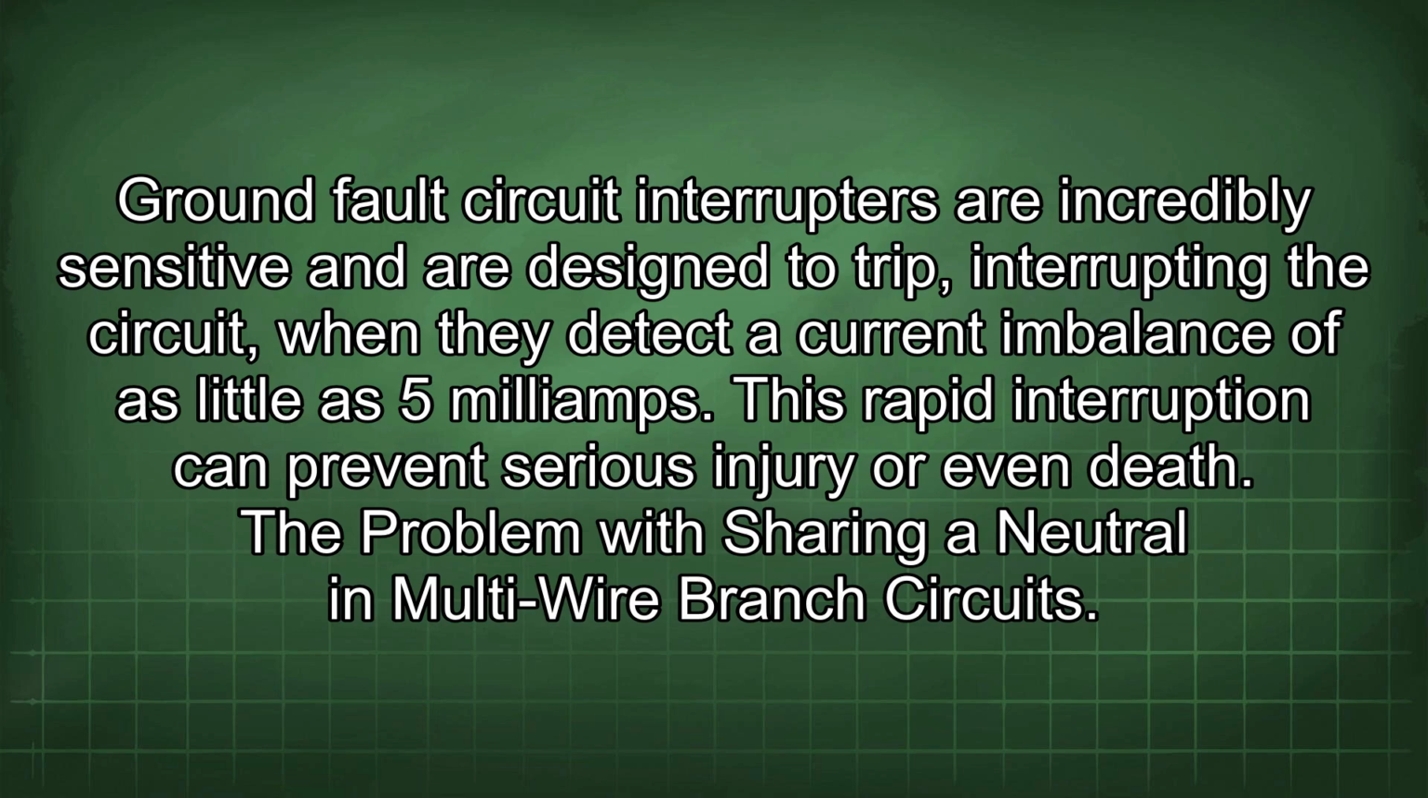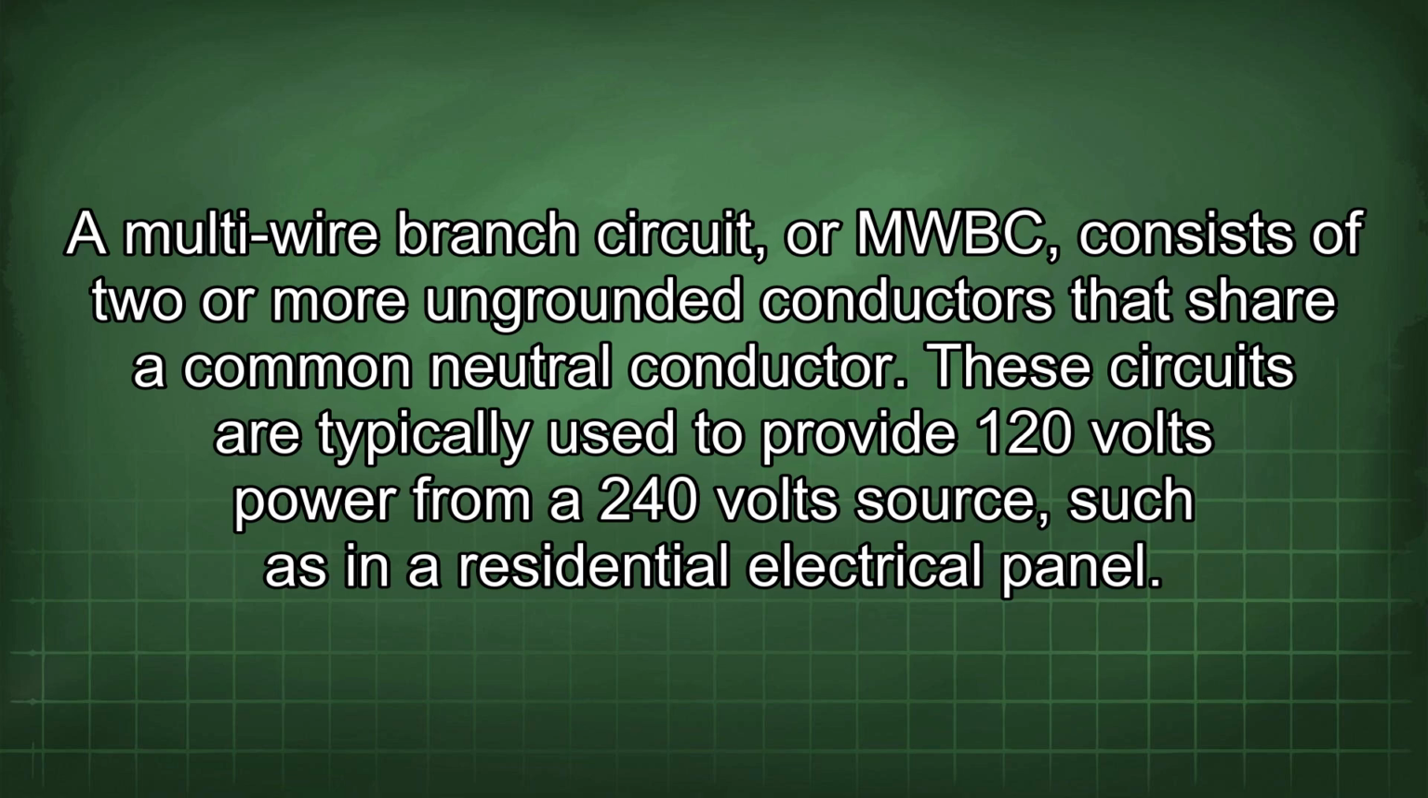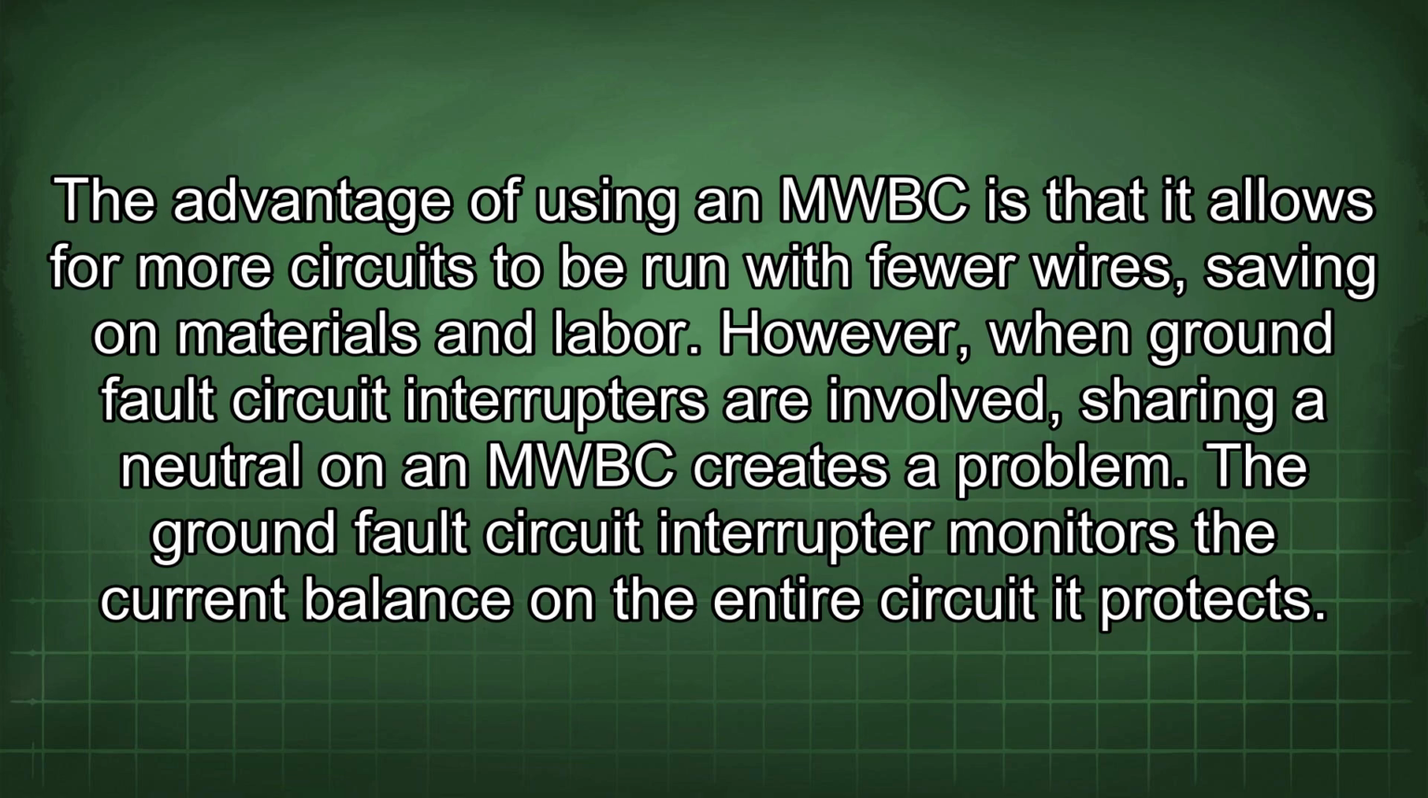The problem with sharing a neutral in multi-wire branch circuits. A multi-wire branch circuit, or MWBC, consists of two or more ungrounded conductors that share a common neutral conductor. These circuits are typically used to provide 120 volts power from a 240 volt source, such as in a residential electrical panel. The advantage of using an MWBC is that it allows for more circuits to be run with fewer wires, saving on materials and labor. However, when ground fault circuit interrupters are involved, sharing a neutral on an MWBC creates a problem.